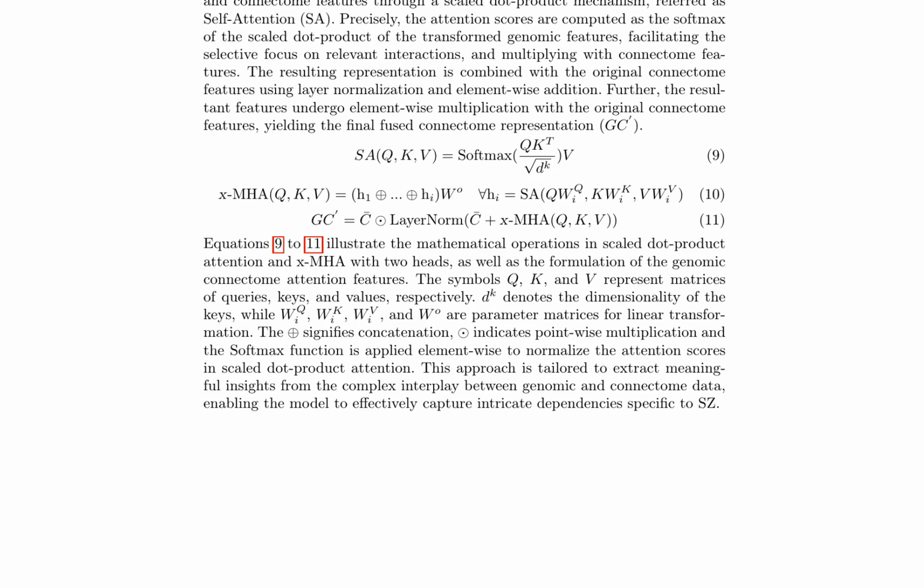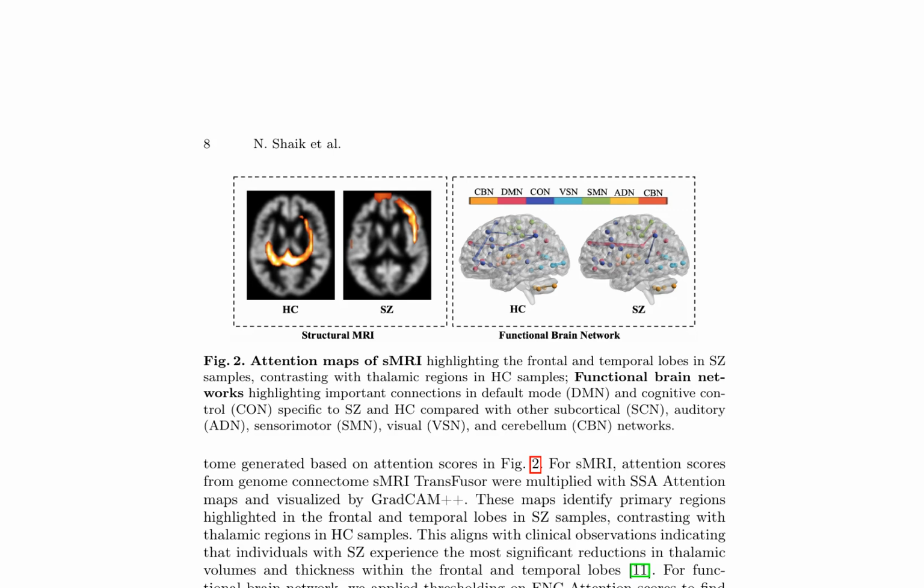The Genomic Connectome SMRI Transfuser module integrates genomic connectome features with SMRI features through XMHA, capturing cross-modal relationships between imaging and non-imaging biomarkers. The fused representations undergo vectorized fusion through dense layers, retaining cross-modality features and improving generalization performance. The feed-forward neural network acts as a classification head, utilizing the fused feature representations to predict target labels.